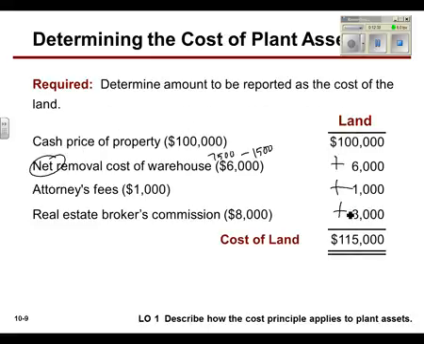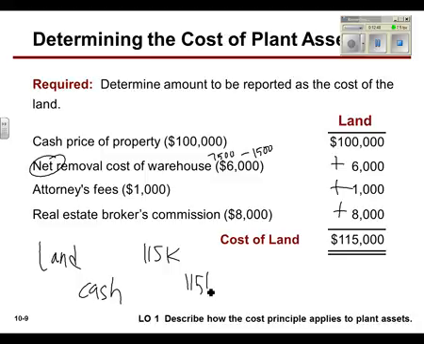What would a journal entry look like? I guess I thought that was on there. We got land and paid cash.